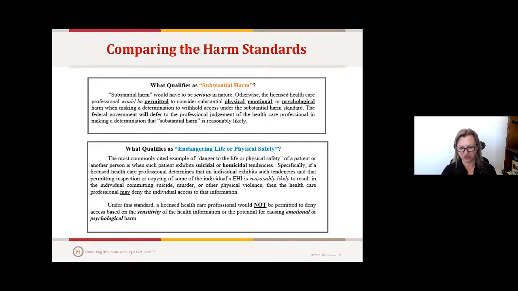Okay, so here are the 2 harm standards you can take a look at. I had mentioned substantial harm is a much lower standard. It can allow for things like physical, emotional, and psychological harm, whereas endangering life or physical safety means exactly that. If I release the EHI, this is going to cause or endanger somebody's life or physical safety, and they mean that. They don't mean some quasi-emotional, psychological harm. That does not meet the blue standard of endangerment of life or physical safety with regard to how this is applied.